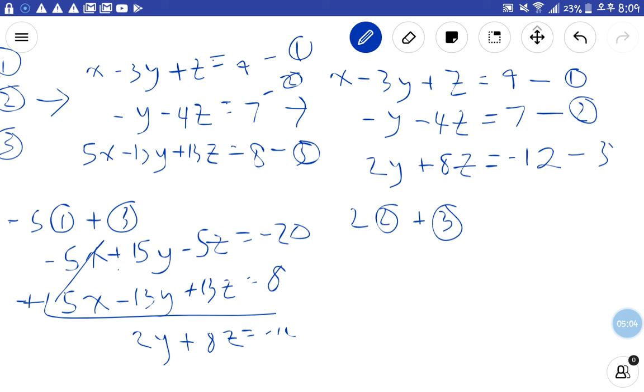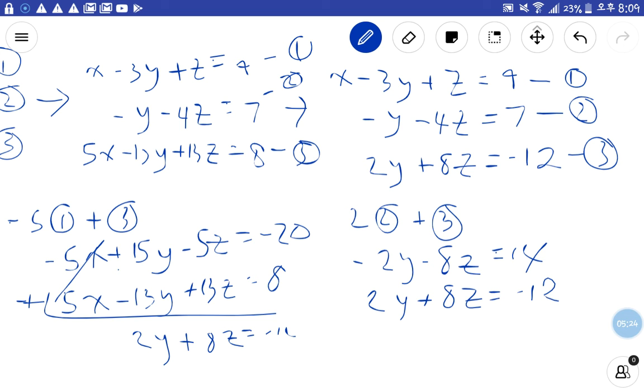All right. So now it will be this. If I multiply my number 2, the second equation, by 2, I have negative 2y minus 8z equals 14. That's my second. And I have 2y plus 8z equals negative 12. Once you add them up, what's going to happen? I try to get rid of my y's, but you can get rid of z as well. So I have 0 equals 2.